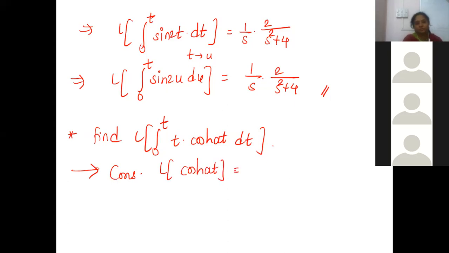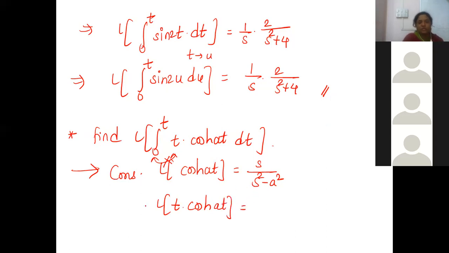What is that? s upon s square minus a square. Right. On that, you should apply t next. So t into, and one more thing: integration, wherever it is, you should apply it there itself. You cannot exchange here. It is not possible. Multiplication by t we can handle, but the integral, wherever it is, you have to apply it there itself. And the derivative also. You cannot change the place of derivatives and integrals. Okay, so you have to apply t now.